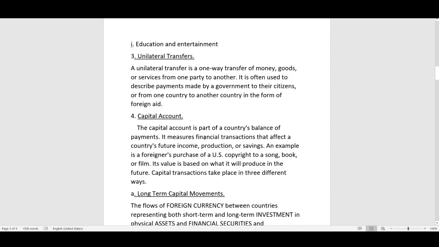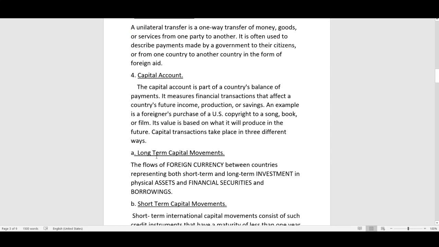The capital account is a part of a country's balance of payment. It measures financial transactions that affect a country's future income, production, or savings. An example is a foreigner's purchase of a US copyright to a song, book, or film. Its value is based on what it will produce in the future. Capital transactions take place in three different ways.